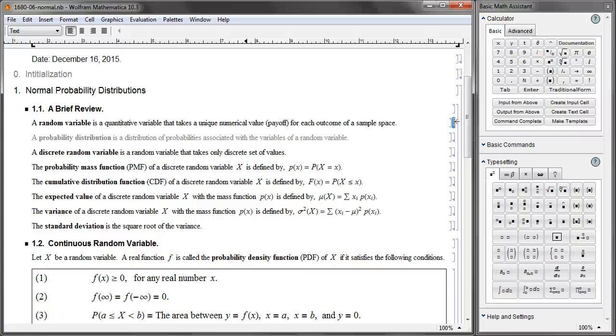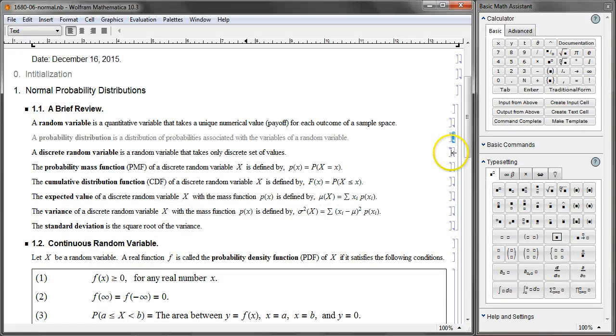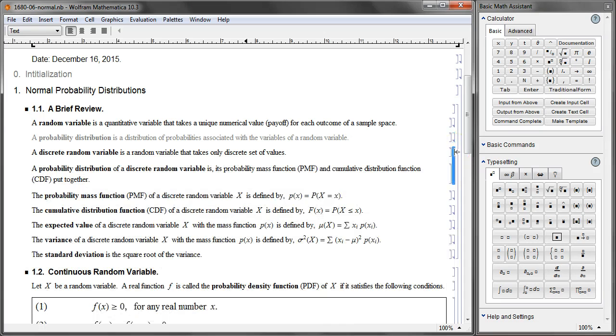Now, what is a probability distribution? Well, here is an attempt by our textbook authors. A probability distribution is a distribution of probabilities. Just change the order. Associated, blah, blah, blah. I don't like this kind of explanation any more than you do, so let's do it my way. Let's talk about the discrete random variable. A discrete random variable is a random variable that takes only a discrete set of values, like finitely many values, or like all the integers and things like those.